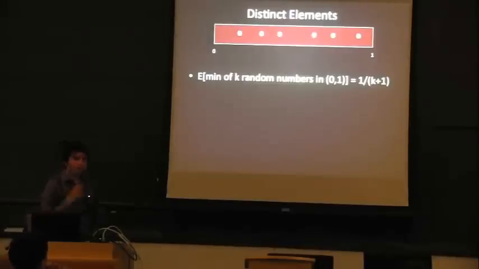Why is this actually important to the question that we started out with? The question was, how do you estimate how many distinct elements there are in your data stream? How could you use this fact to estimate the number of distinct elements?